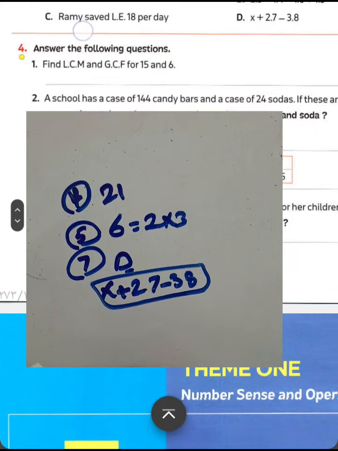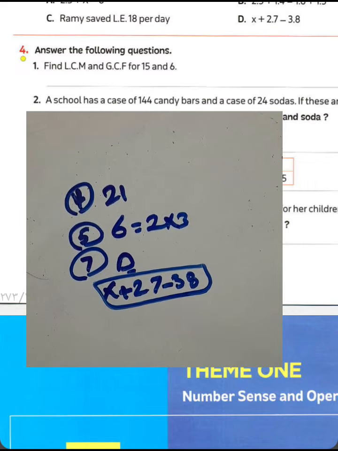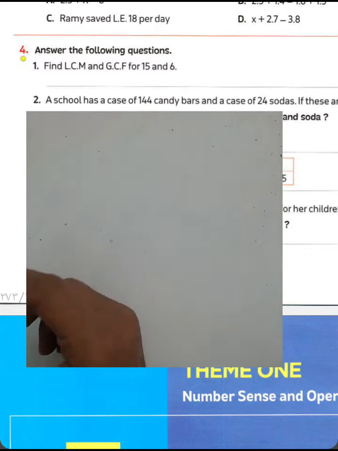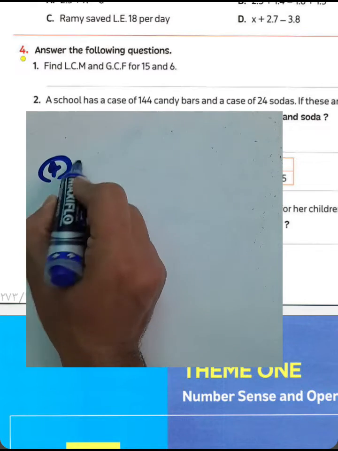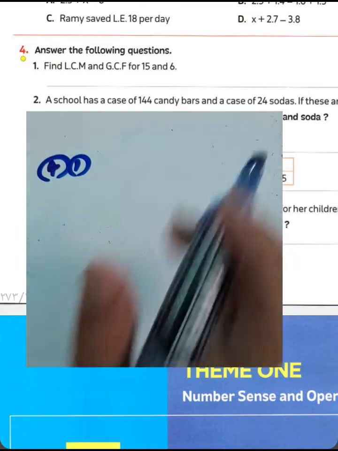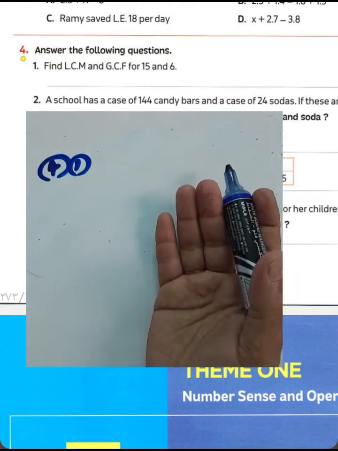Question 4. Find the least common multiple and greatest common factor between 15 and 6. 15 can't be divided by 6. So we can find the least common multiple by multiplying. 15 times 2 equals 30. Then 30 can be divided by 6. Then the least common multiple between 15 and 6 will be 30.